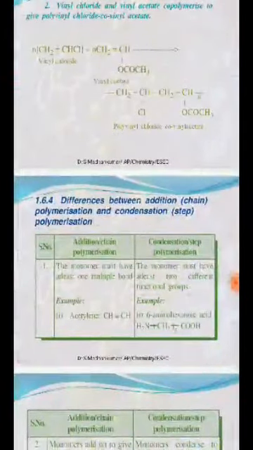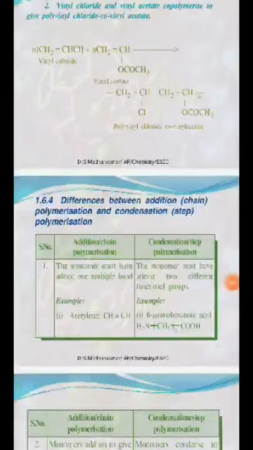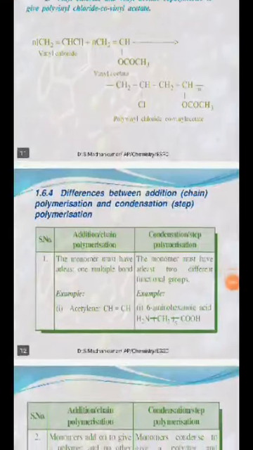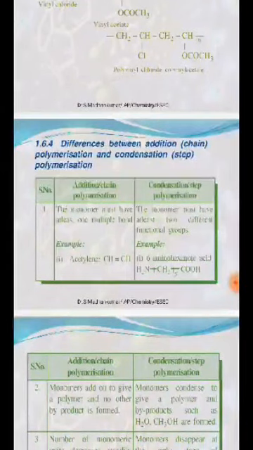Next one, difference between addition polymerization and condensation polymerization, that is, chain polymerization and stepwise polymerization. First point, in addition polymerization the monomers must have at least one multiple bond. Example, acetylene, CH triple bond CH. In condensation polymerization the monomers must have at least two different functional groups. Example, 6-amino hexanoic acid, H2N(CH2)5COOH. It has an NH2 amino functional group and another COOH acid functional group.